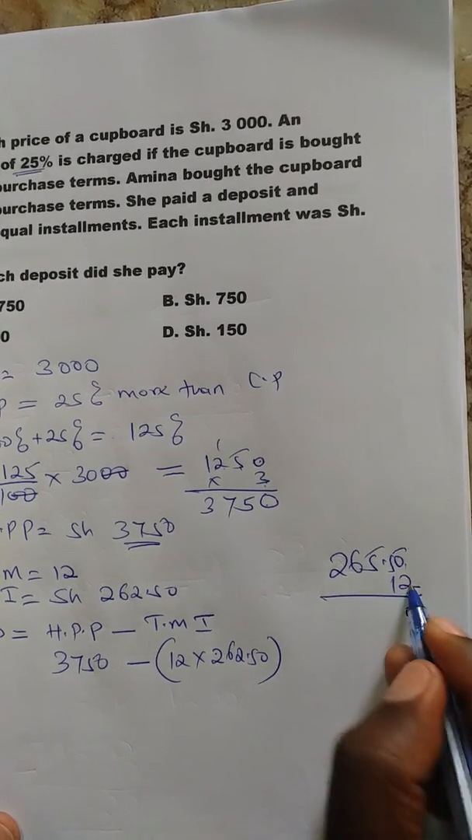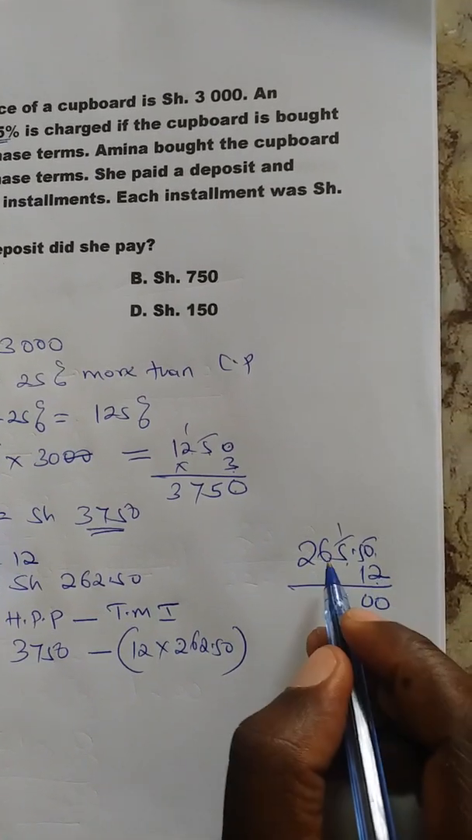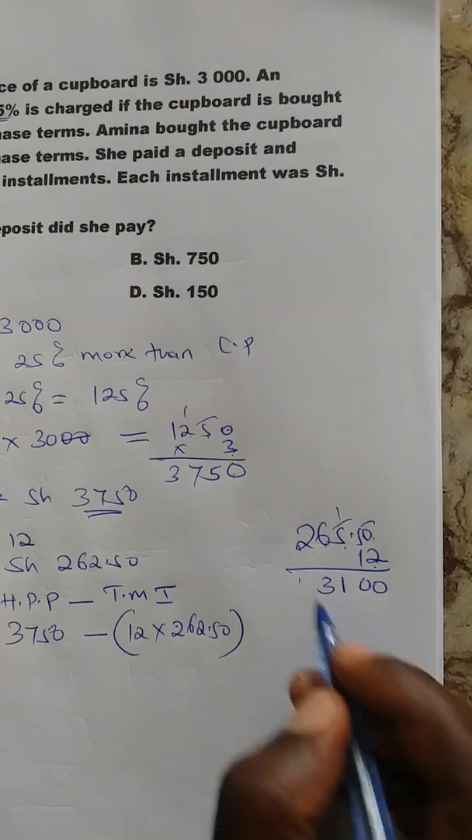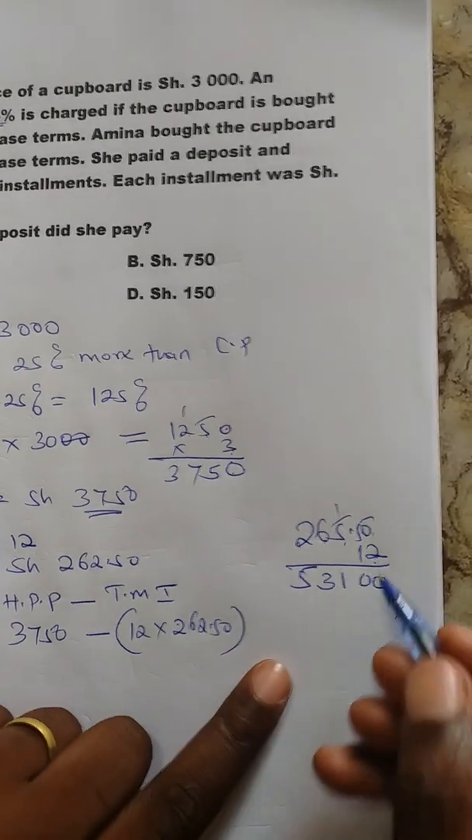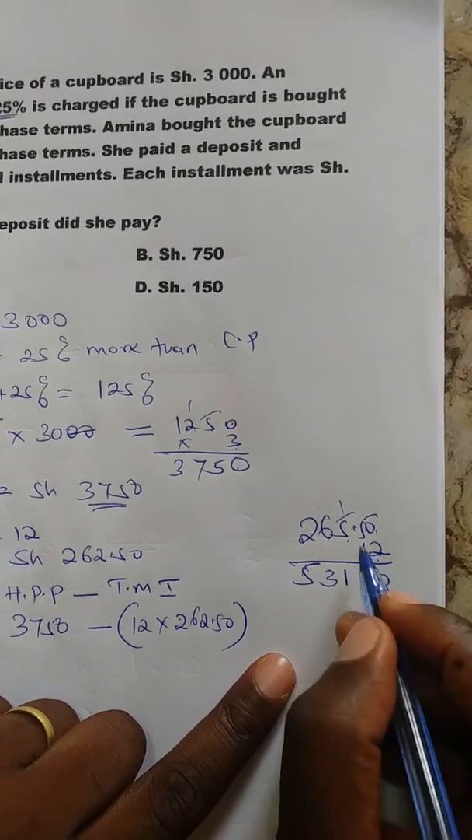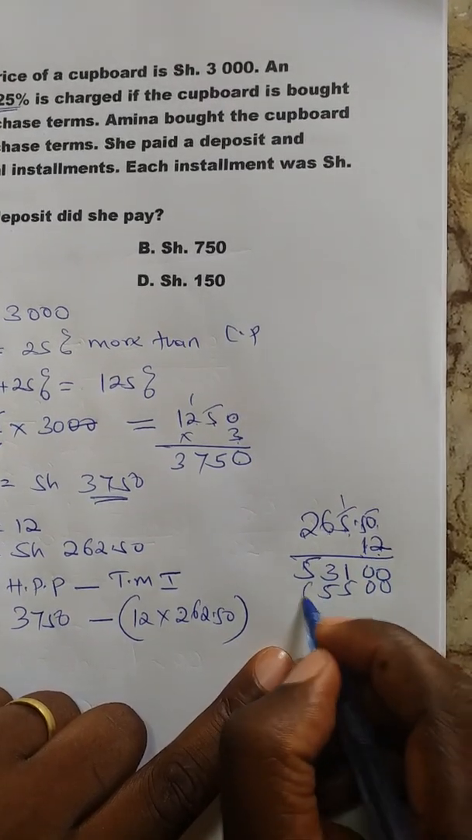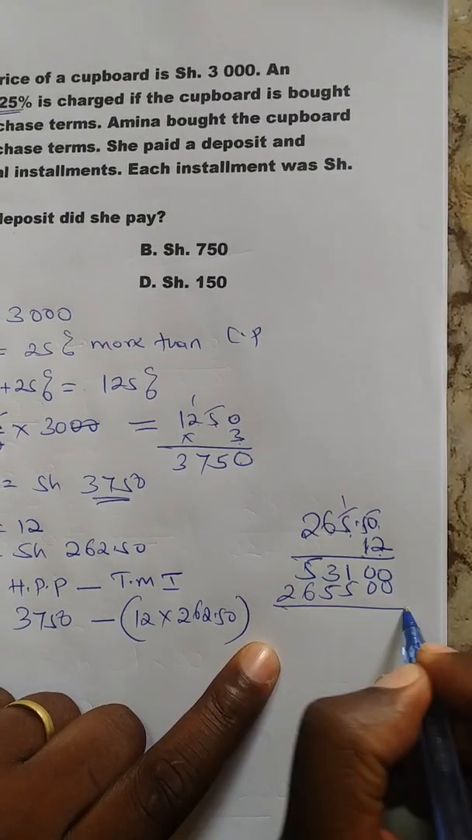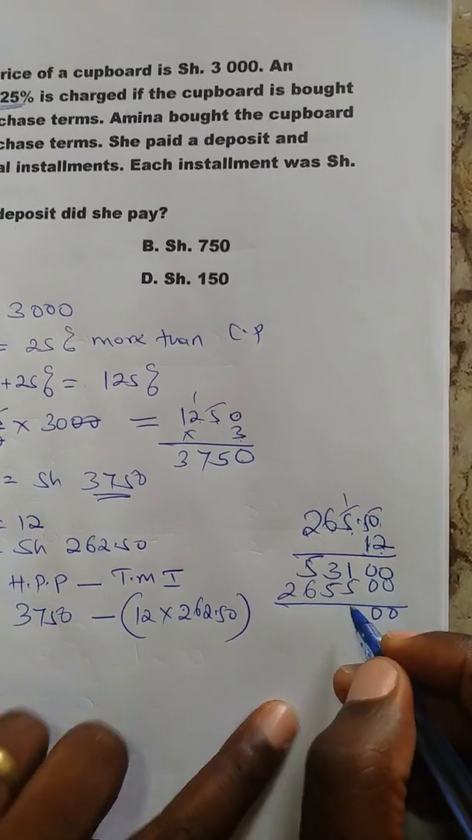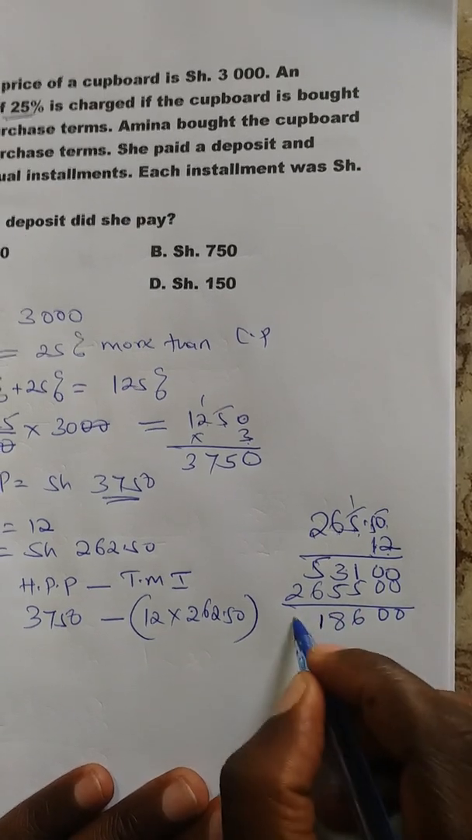0 times 2, 0. 0 times 5, 10. You write 0, carry 1. 2 times 5, 10 plus 1, 11. 2 times 6, 12 plus 1, 13. 2 times 2, 4. Plus 1, 5. You multiply by 1 in the place value of tens. You place 0 first there. 1 times 0, 0. 1 times 5, 5. 1 times 5, 5. 1 times 6, 6. 1 times 2, 2. Then we add. You get 0, 0, 6, 8, 1, and 3.